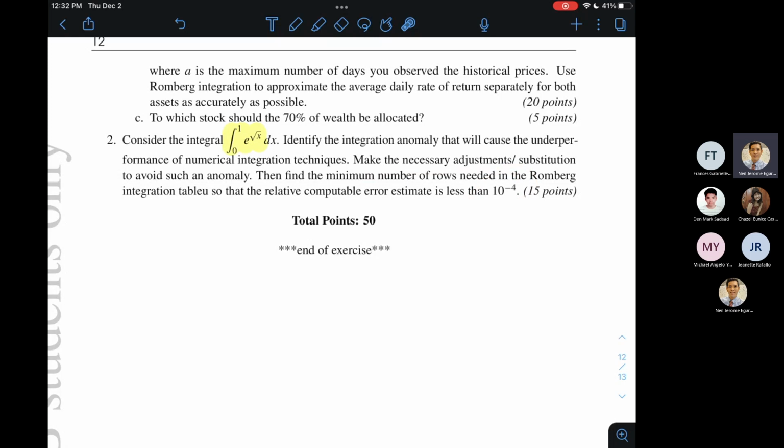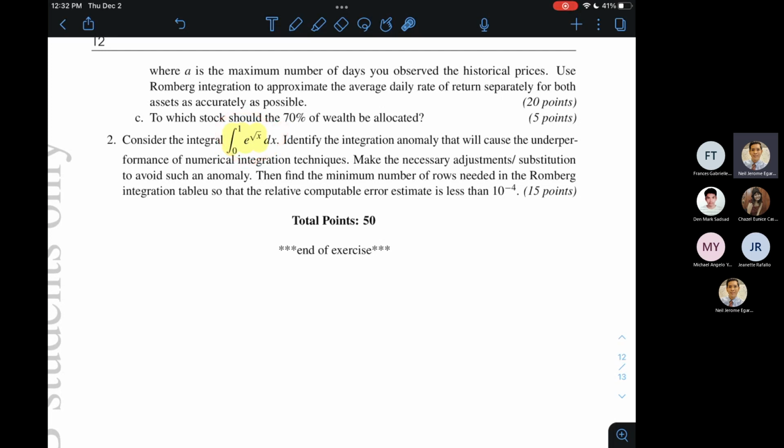So pwedeng gumawa kayo ng table ng Romberg integration. Tingnan nyo ilan yung kailangan tables, ilan yung rows na kailangan sa Romberg integration tableau para yung relative computable error ay maging less than 10 to the minus 4. So hindi to theoretical computation kasi hindi ko diniscuss yung error estimate para sa Romberg integration. So kailangan yung i-implement yung Romberg integration para dun sa function that will result after your appropriate substitution para mapaganda yung integrand.